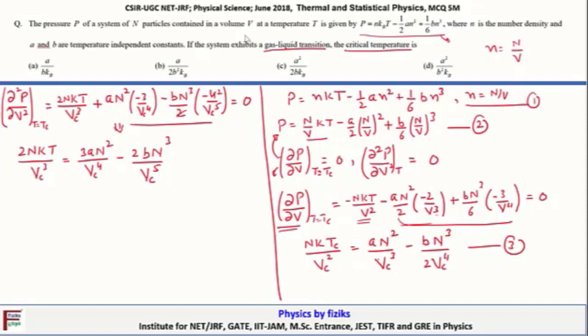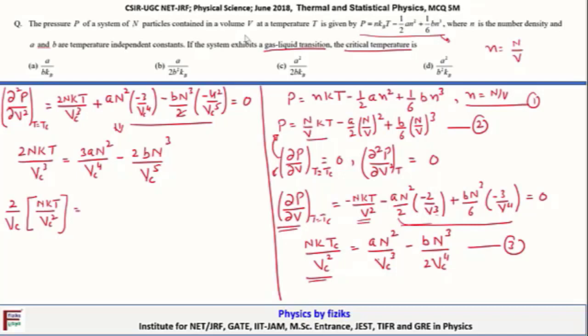Okay, so here again we will make use of this result, because we are having nkT by Vc cube here. So here we will keep aside 2 by Vc and then we will substitute the value of this factor here. So this equation can be written as 2 divided by Vc, then multiply by nkT upon Vc square. That means we did this step intentionally so that we can make use of this result here.